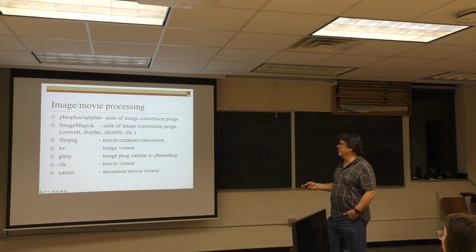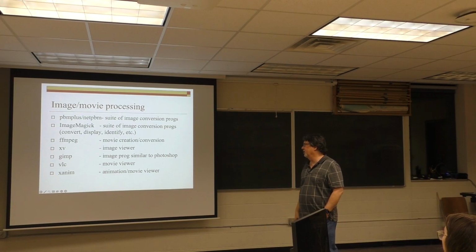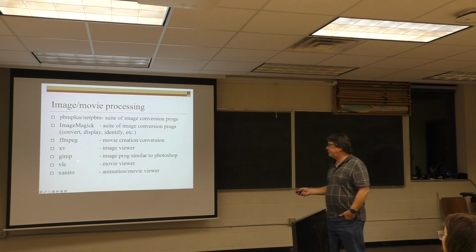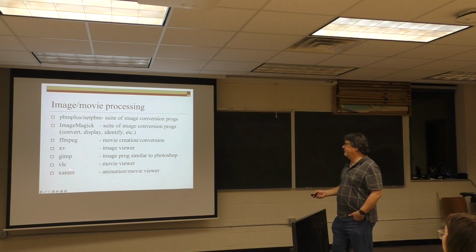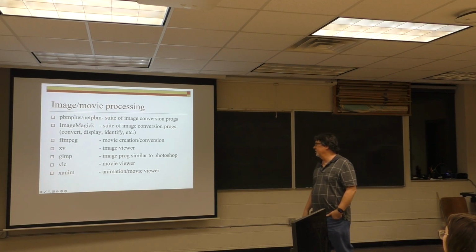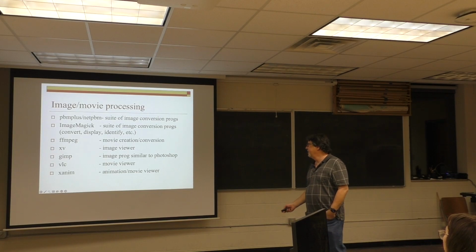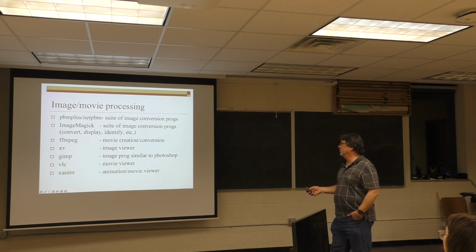In here, there's a program called XV, which is an image viewer, so you can use that to view GIF or JPEG or PNG files. GIMP, I was talking to you about that earlier. It's like Photoshop. VLC is a movie viewer that I use up here for viewing like MP4 files. Xanim is an older animation viewer. I've had issues with it lately, so I wouldn't recommend using that anymore.